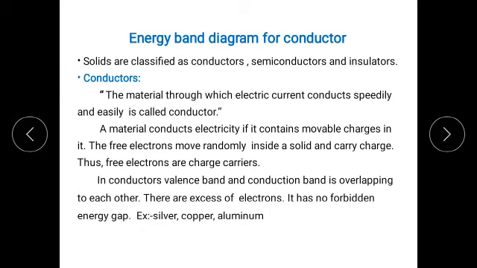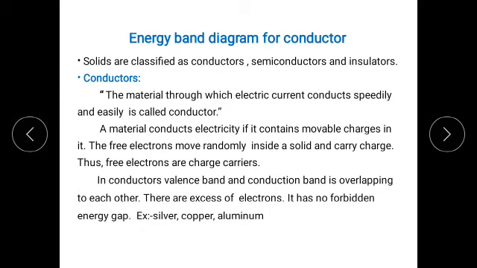Here we know that solids are classified into three types. First is conductor, second is semiconductor and third is insulator. Conductors are the materials through which electric current conducts speedily and easily, and therefore it is called a conductor. Or we can say that a material conducts electricity if it contains movable charges in it. And in conductors there are more movable charges.